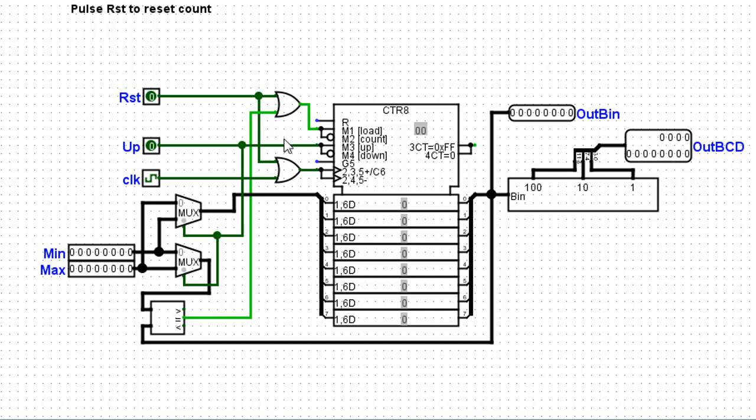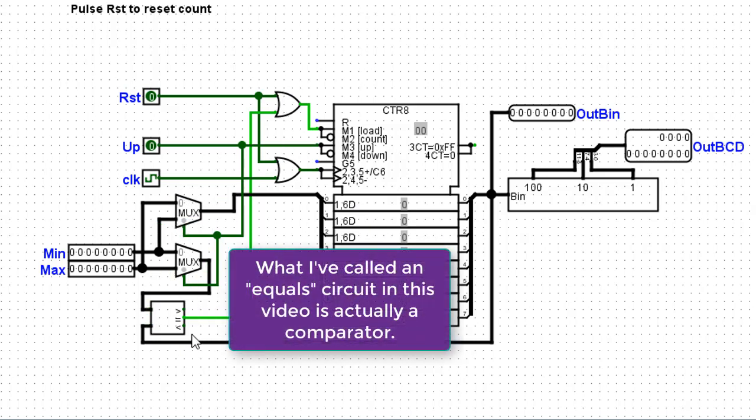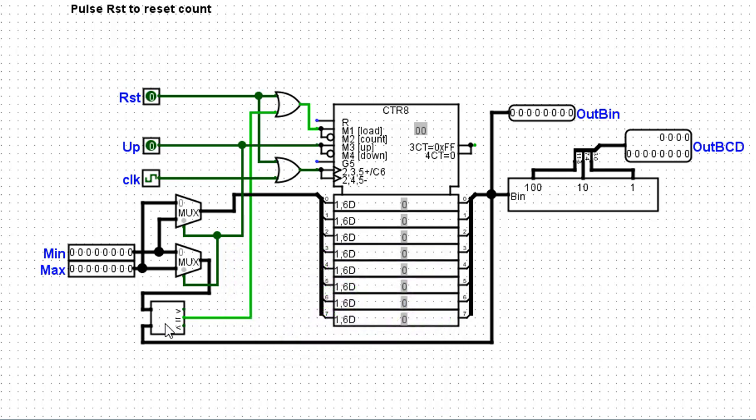I've got a few OR gates in here and a couple of multiplexers now and an equal circuit. What this equal circuit will do is when the counter gets to a specific number, either the maximum or the minimum, depending on whether it's counting up or down, this equal circuit will go high and that will force a reset. That's what makes the counter loop, say from 8 back to 4. You're welcome to build this. In fact, you do need to build this and play around with it to see how it works.